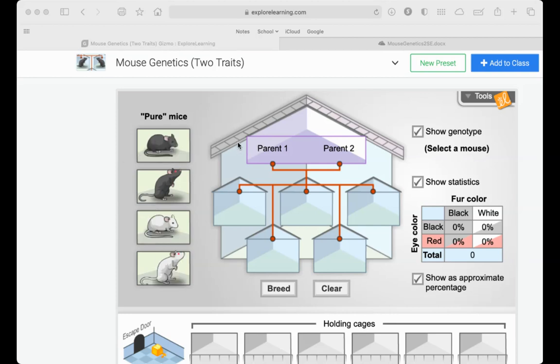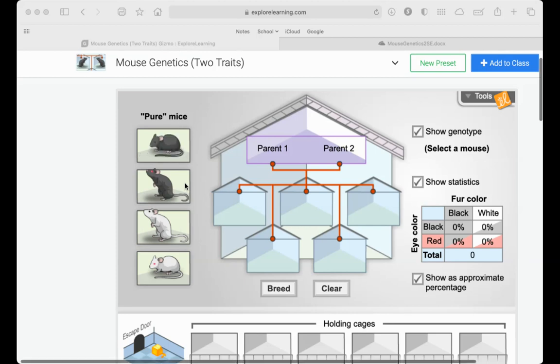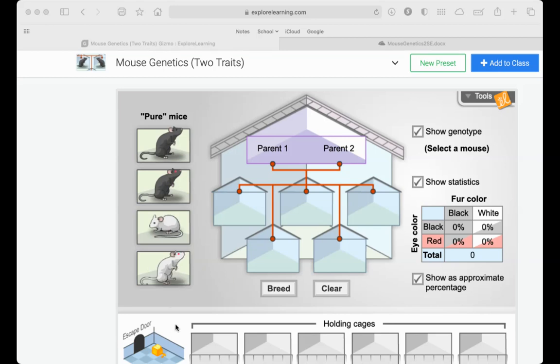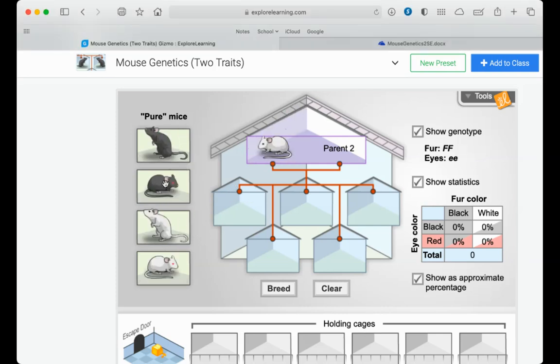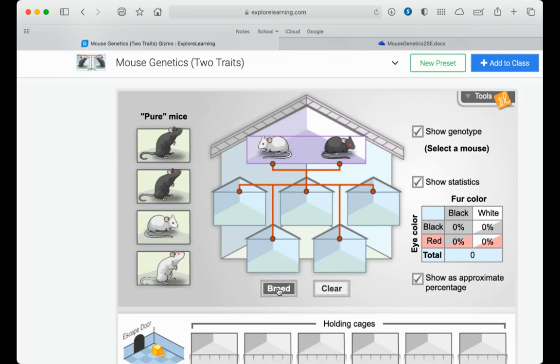As you can see on the left side, you have 4 different pure mice. You have a mouse with black fur and black eyes, a mouse with black fur and red eyes, a mouse with white fur and black eyes, and a mouse with white fur and red eyes. So I am going to start and I'm going to choose the mouse with black eyes and make that one parent 1. And I'm going to choose the mouse with black fur and red eyes as parent 2. I'm going to click breed and let's take a look at their offspring.